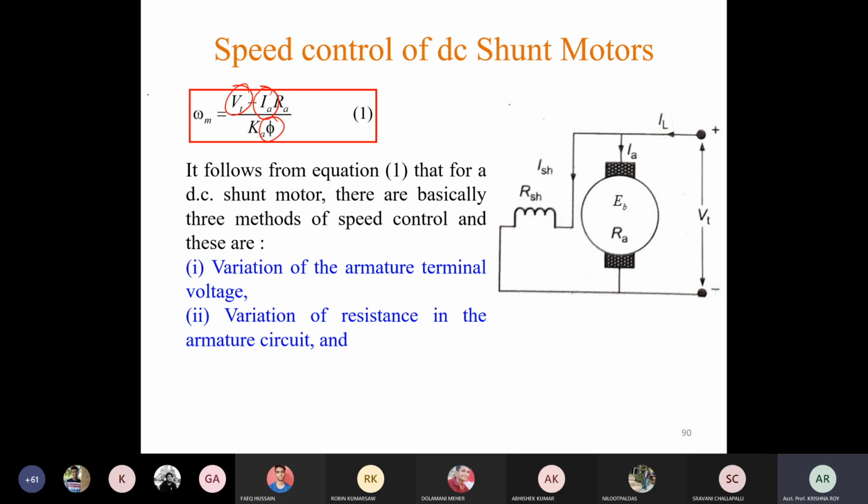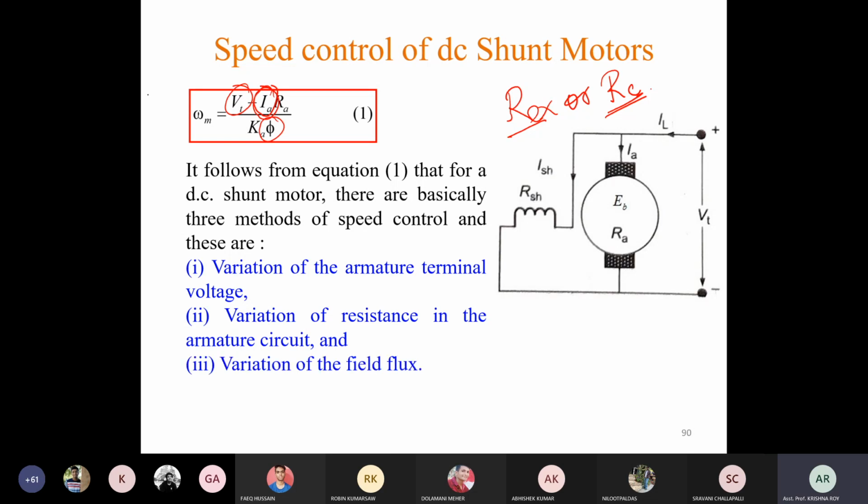That means we will introduce one resistance, which is called the external resistance, or Rc, the controller resistance. That will be added with this armature resistance, and we can change the value of this Rex, that is, external resistance or controller resistance. So by changing the value of the external resistance, we will be able to change the armature current, this current. Then we will get the variable speed. So that is the second method, variation of resistance in the armature circuit.